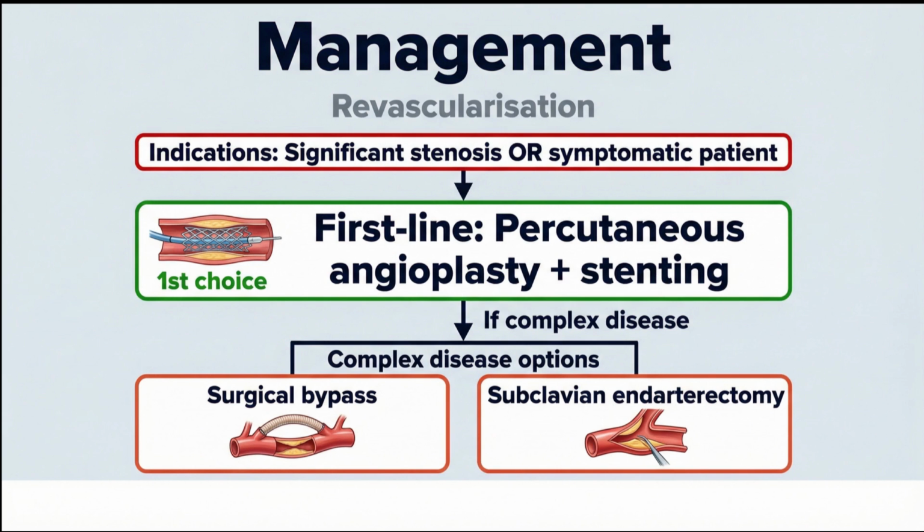If the stenosis is significant or the patient is symptomatic, move to revascularization. The usual first option is percutaneous angioplasty with stenting. For complex disease, consider surgical bypass or subclavian endarterectomy.